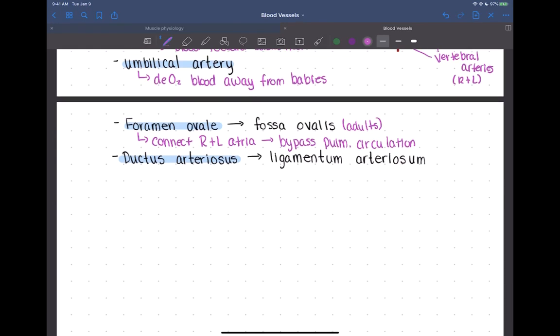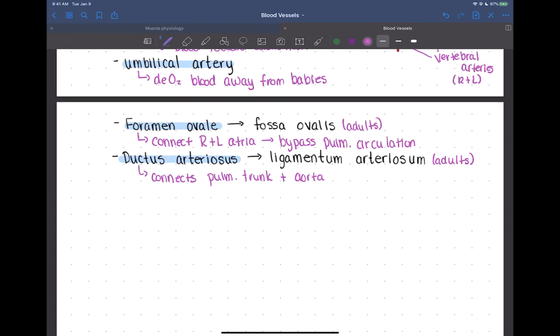Okay, and then there's the ductus arteriosus. All right, in adults, that becomes the ligamentum arteriosum. And so what this does is it's a little duct that connects the pulmonary trunk and the aorta. All right, so then blood, instead of going through the pulmonary trunk to the lungs, it can just bypass straight to the aorta and go out to the tissues. Okay, so those are the special circulations in the fetus.